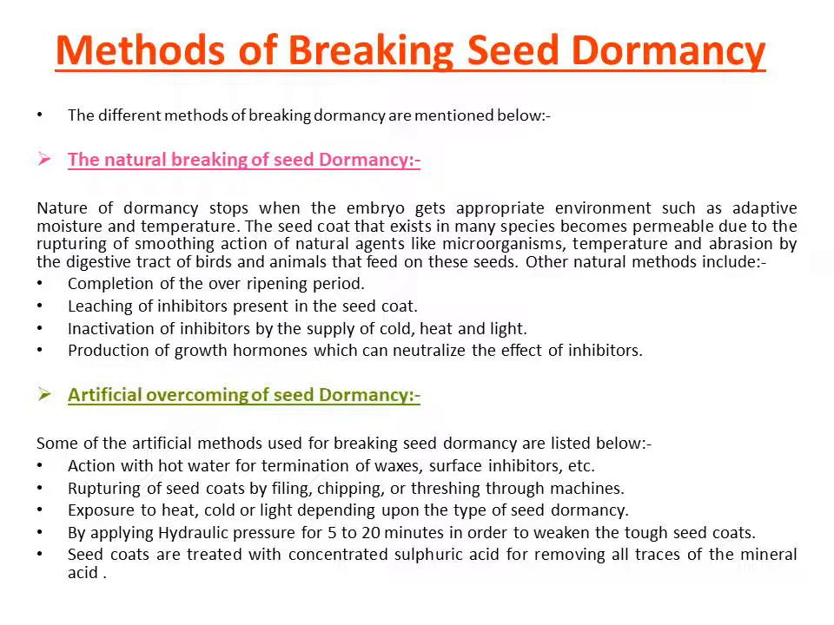By applying hydraulic pressure for 5 to 20 minutes in order to weaken the tough seed coat, that is a hard seed coat. Seed coats are treated with concentrated sulfuric acid for removing all traces of mineral acid.